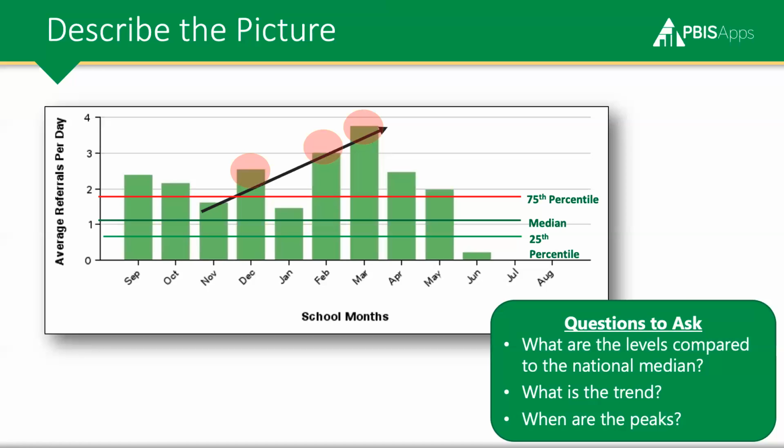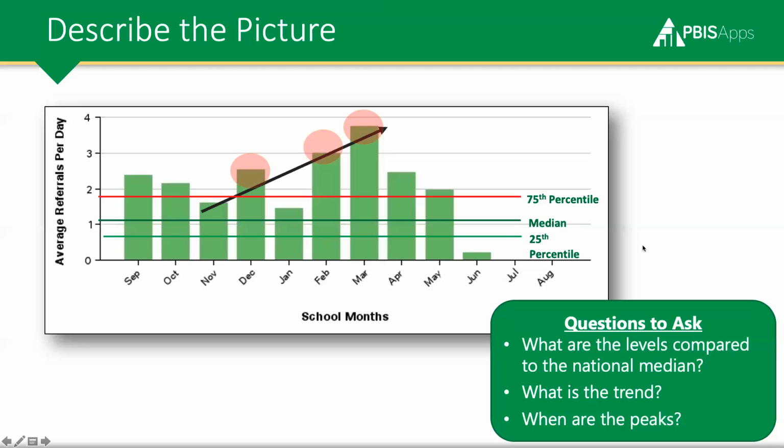When we look at this graph, we want to be at or below the median score. That's kind of our goal, to be at or below the median score. You can see that for a good part of this year, we were at or above the 75th percentile. But as the year went on, we got better. We started to see that decreasing trend. So this is a way to compare.